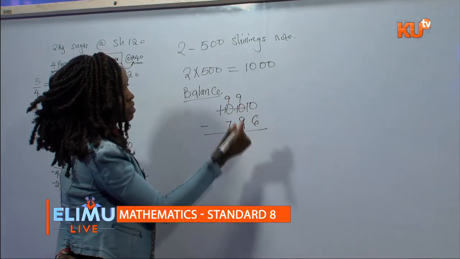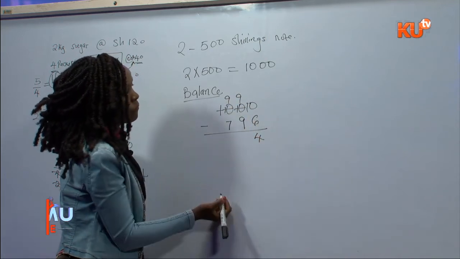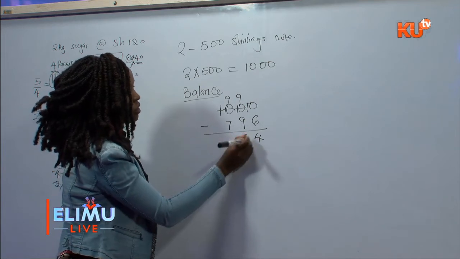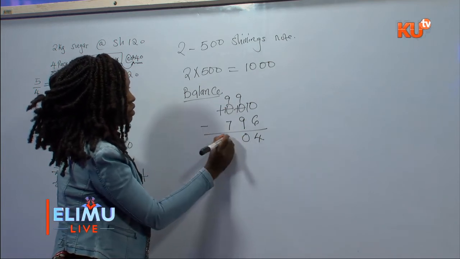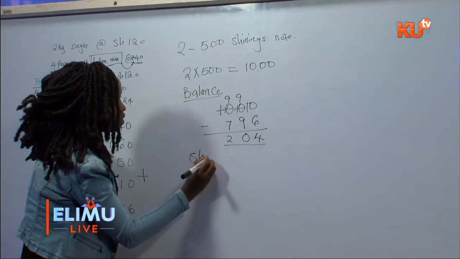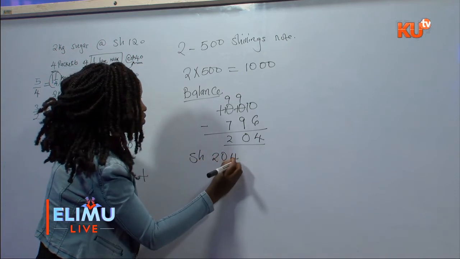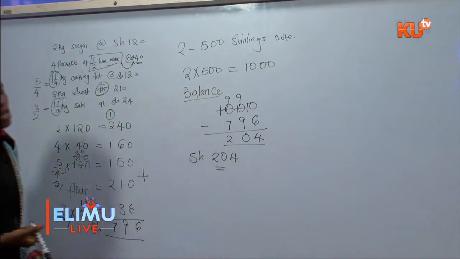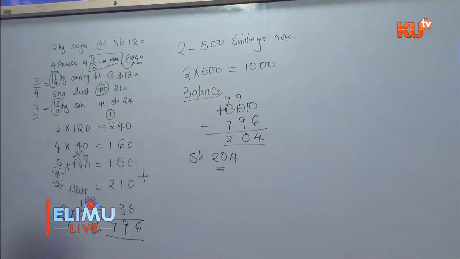So 10 minus 6, I get 4. 9 minus 9 is a 0. Then 9 minus 7, we get 2. So the balance was 204 shillings. And that's what she received as her balance.